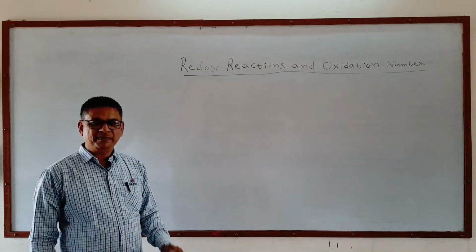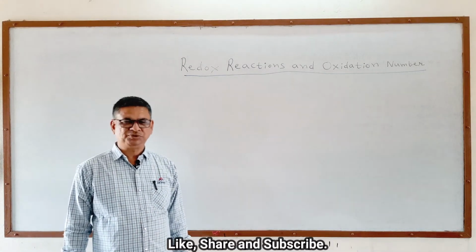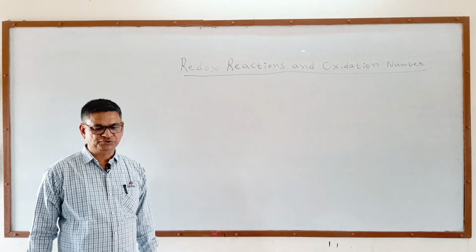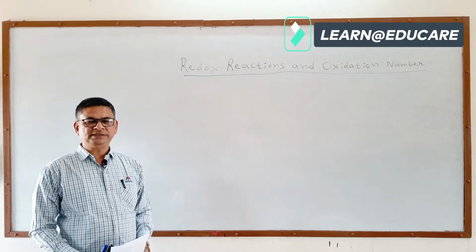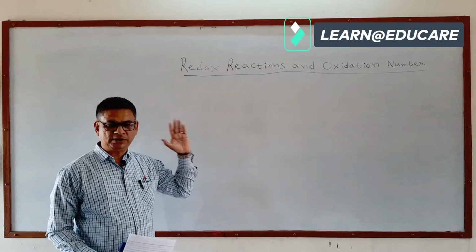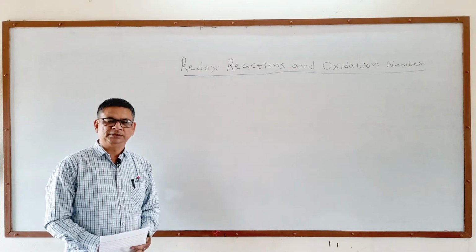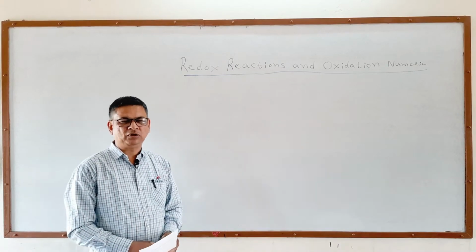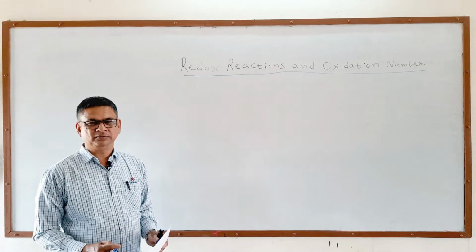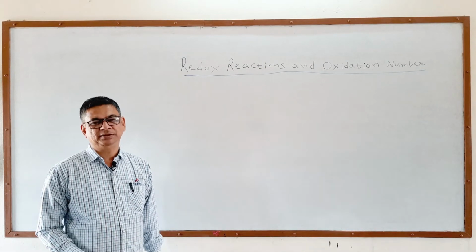Okay, there are many types of chemical reactions we know, like hydrolysis, substitution reactions, dehydration, displacement reactions, and so on. But basically many reactions undergo changes called oxidation and reduction. In old days, oxidation was supposed to be the reaction in which either oxygen is added or hydrogen is removed, and reduction was supposed to be the reaction in which hydrogen is added or oxygen is removed.